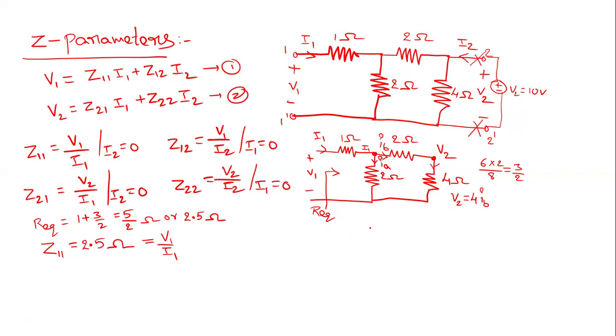Now apply the current division principle so that we can express IB in terms of I1. IB is nothing but I1 into the opposite resistance, 2 ohms, divided by 2 plus 2 plus 4. That is I1 into 2 by 8, which is I1 by 4. So IB is I1 by 4. If you write 4IB, it is 4 into I1 by 4, so this is I1 only.